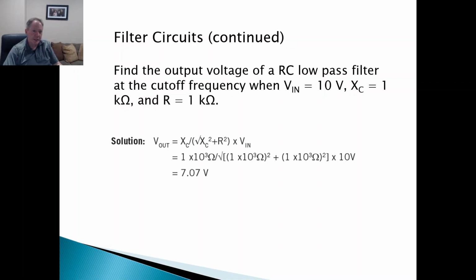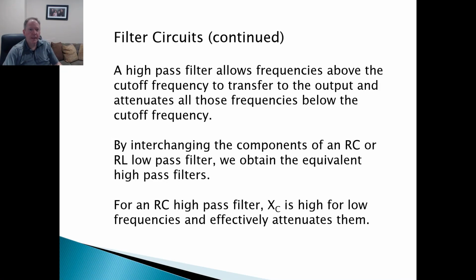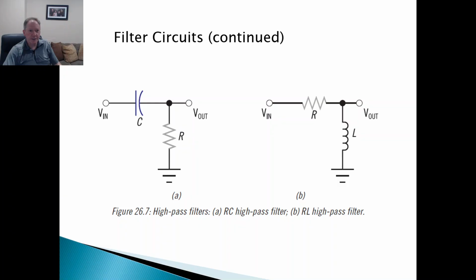That's going to be Xc divided by the square root of Xc squared plus R squared, times Vin, and it comes out to 7.07 volts. All right. Now, a high-pass filter allows frequencies above the cutoff frequency but attenuates low frequencies. So it's just the opposite of a low pass. As you can imagine, the design is just the opposite.